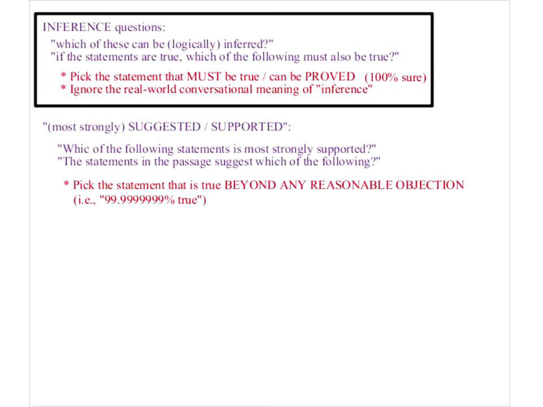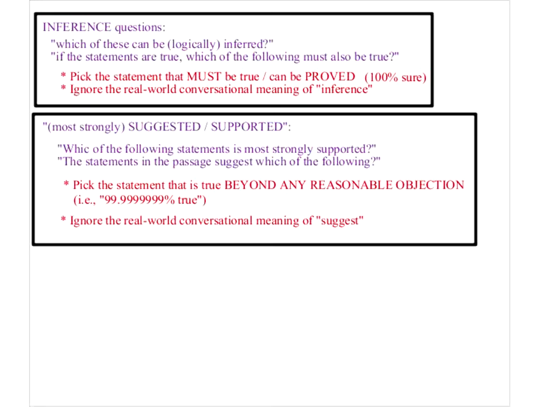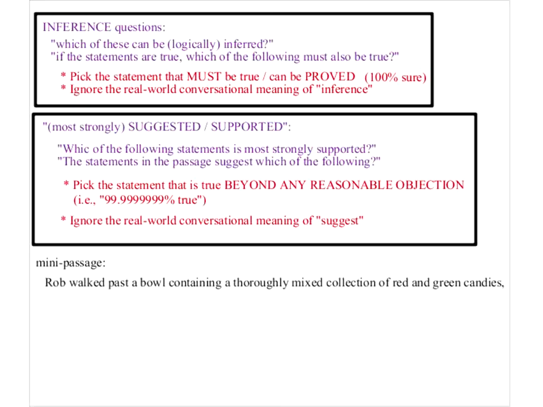Because suggest could mean the slightest, vaguest thing in the real world. So let me give you an example of this with another mini passage. Let's say Rob walked past a bowl containing a thoroughly mixed collection of red and green candies, 50 of each. As he walked past, Rob grabbed 25 red candies and no green ones.